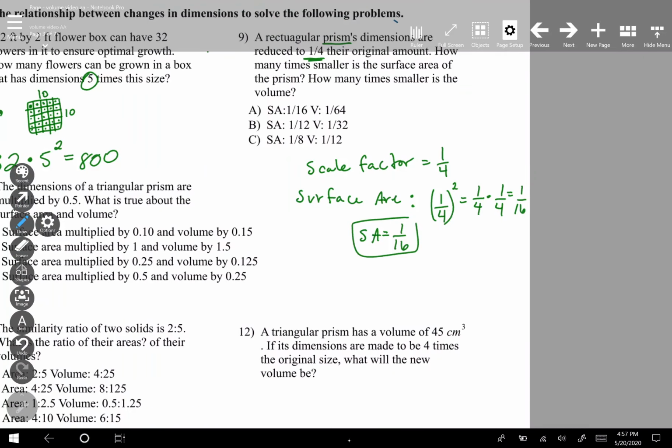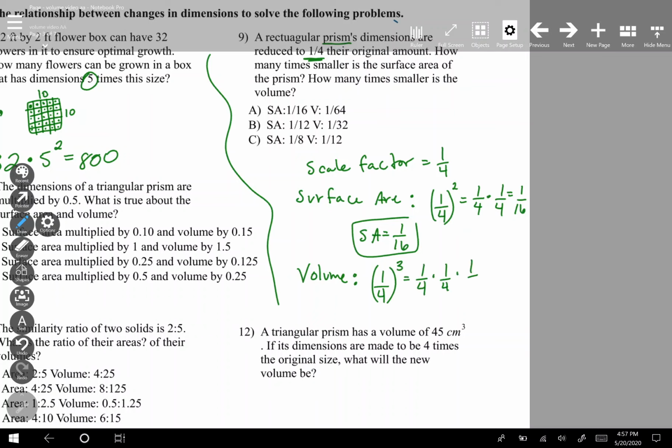And now the volume. Again, you take your scale factor, but since it's volume, we're going to raise it to the power of 3. So you have 1/4 times 1/4 times 1/4. 1 times 1 times 1 is 1. 4 times 4 times 4, that's 64. So the volume is going to be 1/64th original size. So here we go, A.